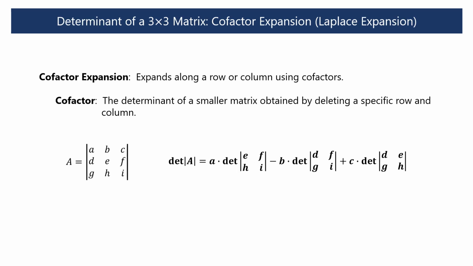Next, let's use cofactor expansion to find the determinant of the same matrix. This method is also called Laplace expansion. This method expands along a row or column using cofactors. A cofactor is the determinant of a smaller matrix obtained by deleting a specific row and column.